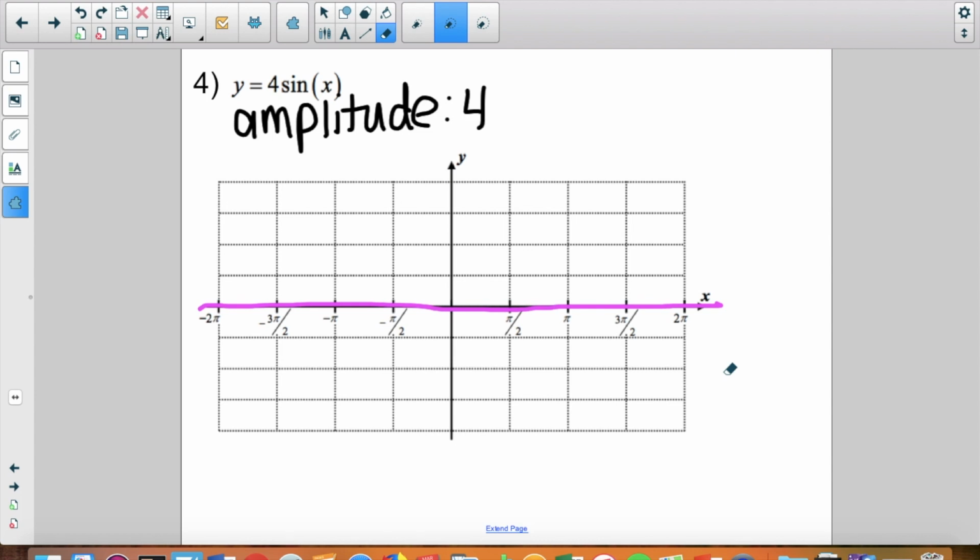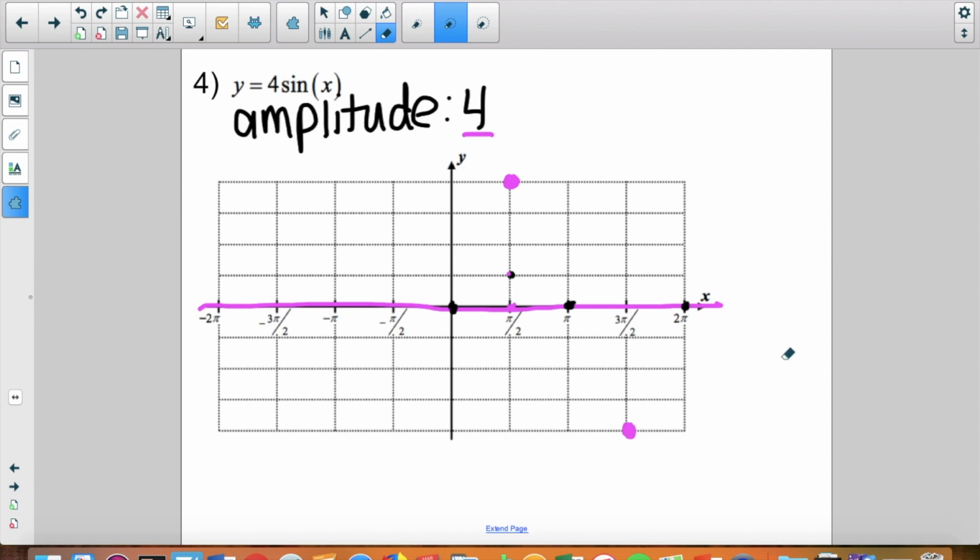I'm going to plot what the normal sine would look like. Now, normally, sine would go 0, 1, 0, -1, 0. I'm not going to connect this. I'm just going to use this as a guide. Now, we don't want regular sine. We want 4 sine x. So to get from the midline to our max, we're going up 4 spaces. So here, we would go up 1, 2, 3, 4. So that's how we will get to our maximum point. And then we would go down 1, 2, 3, 4.